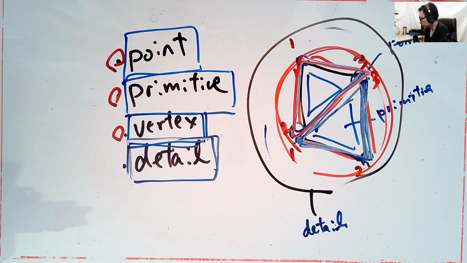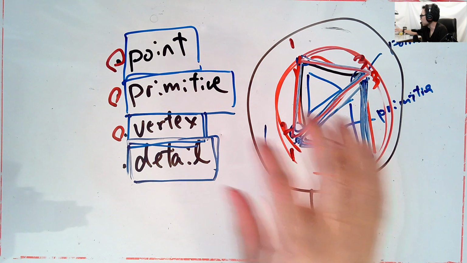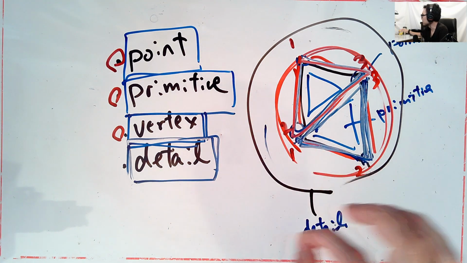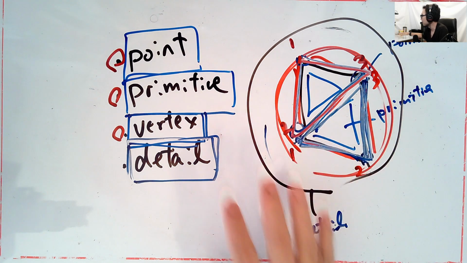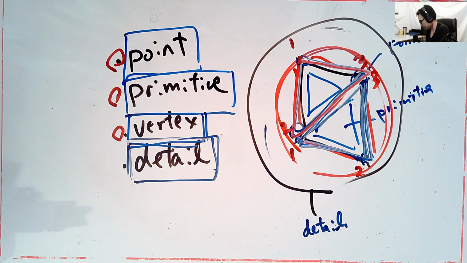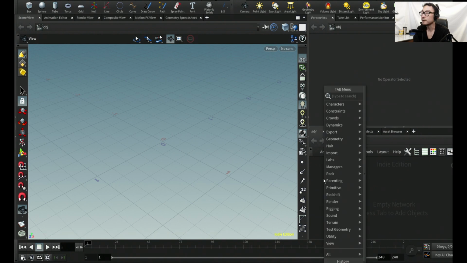And this detail attribute is useful when you want to store some information which can be applied to a whole object, not for each point, not for each primitive, but if you just want to have an attribute which is shared all over the geometry. So those are the 4 different attribute types. So let's check those 4 attributes in the Houdini UI, and see what it looks like.